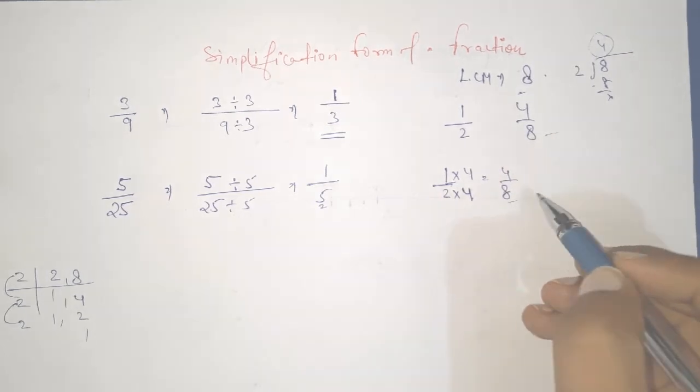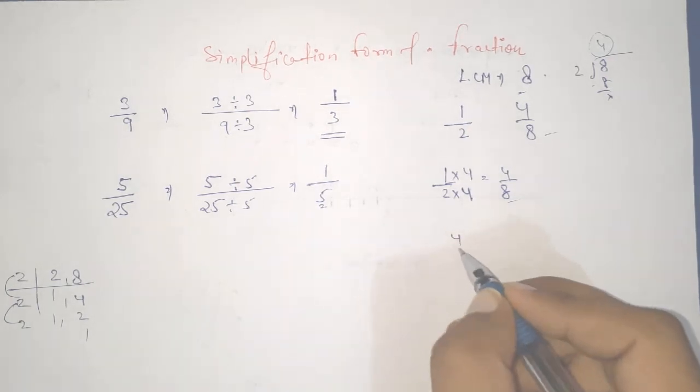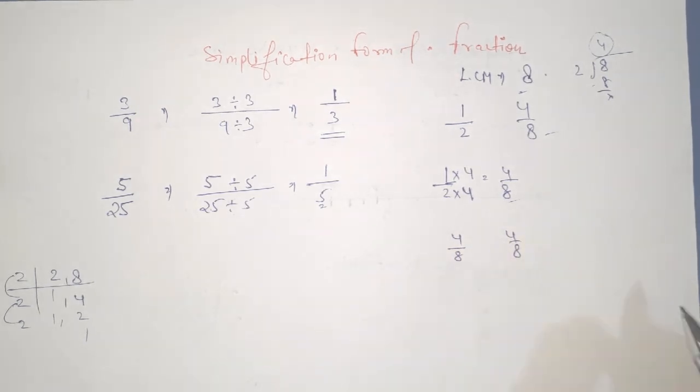Now the denominators are equal, so you can easily compare. This is 4 by 8 and this is also 4 by 8. So are they equal? Absolutely, they are equal.